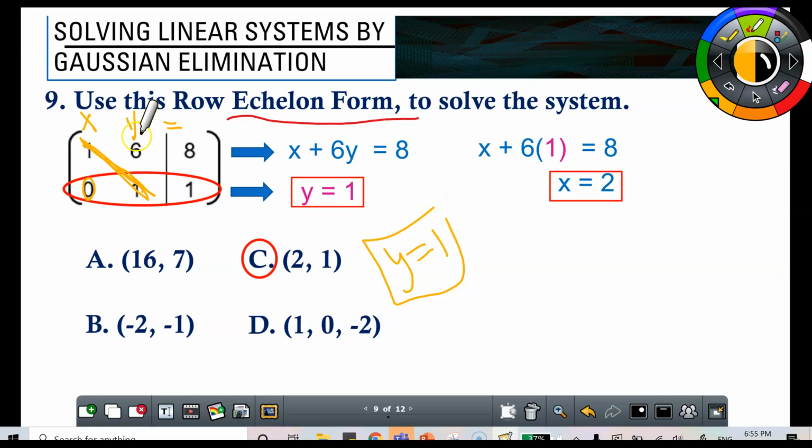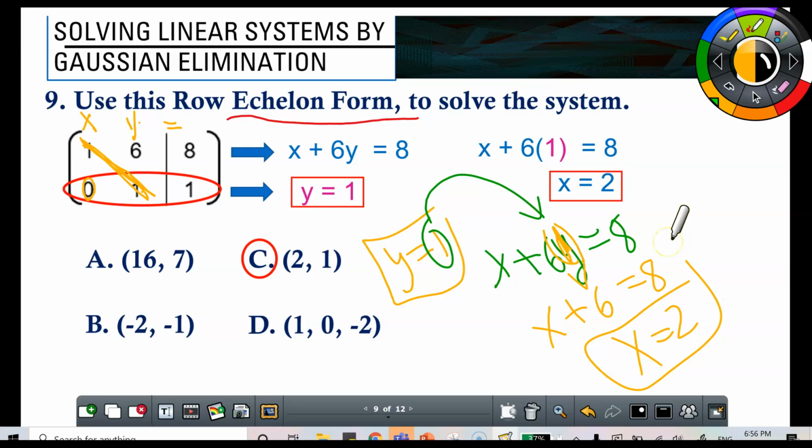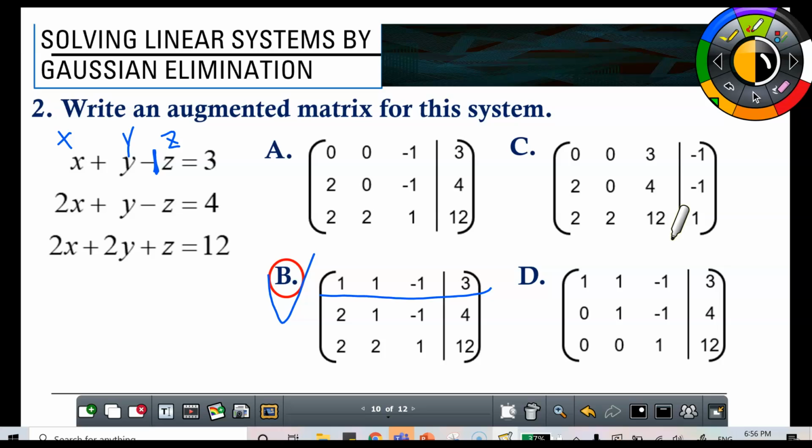And plug it back into the first equation, which is x plus 6y equals 8. And plug 1 in the place of y. 6 times 1 is 6. So x plus 6 equals 8. x equals 2. And that's it. Okay. Next example.